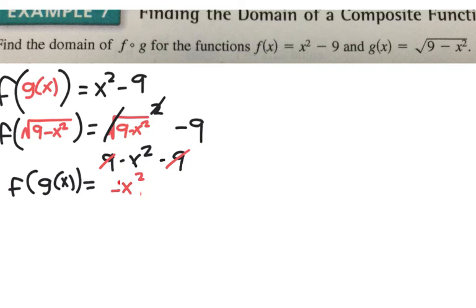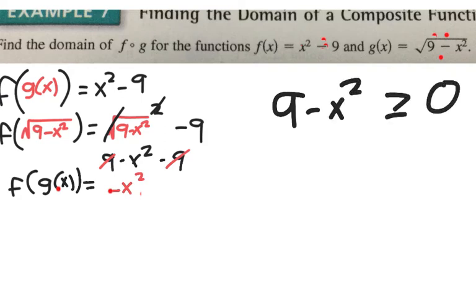But when we're finding the domain of a composition, we have to include the domains of the originals. And we have to put them all together. So this one gives me no restrictions. What about this one? Does this one give me any restrictions? No. What about g? Does g give me any restrictions? Oh, yes, it does. We could have a square root of a negative error there. So in order to make sure I do not have a square root of a negative, I'm going to say what's underneath the radical must be greater than or equal to 0. It must be non-negative. And then we solve.